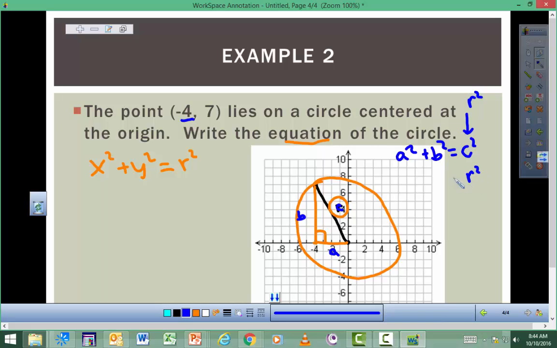r squared is equal to what? It's equal to negative 4, and we square that, plus 7. And this is this 7. This length here is 4, right? And then we're going to take 7 and square it. And so then what do we get here? This gives us 16 plus what? 49 is equal to r squared. And then I add these two together and I get what? 65 is equal to r squared.